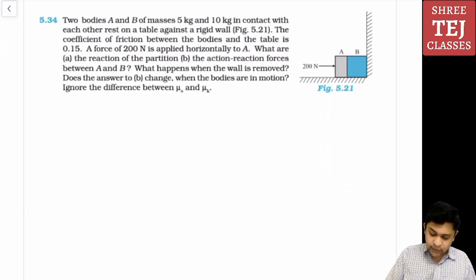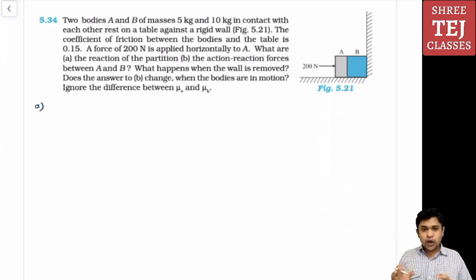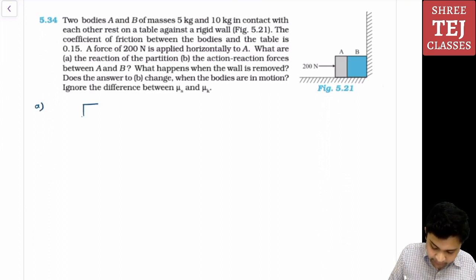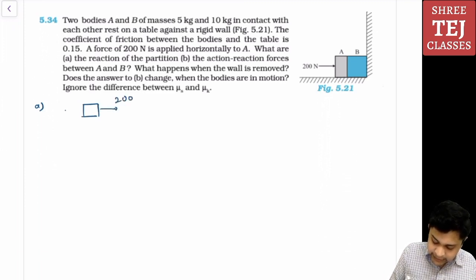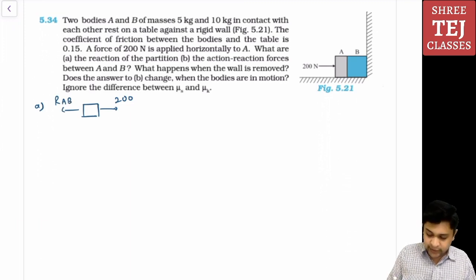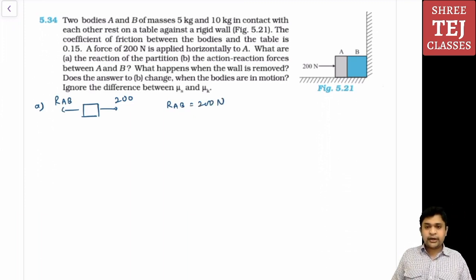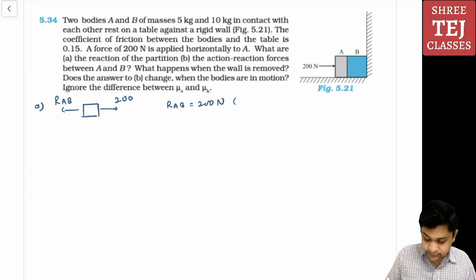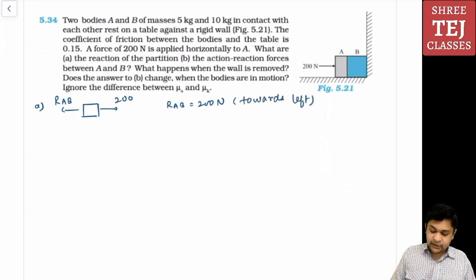Okay. So, when they are against a wall, both A and B are not moving. So what would be free body diagram of A? So 200 Newton this way, and here reaction on A from B. So because A is not moving, our R of A due to B would be 200 Newton towards left. This is object A.